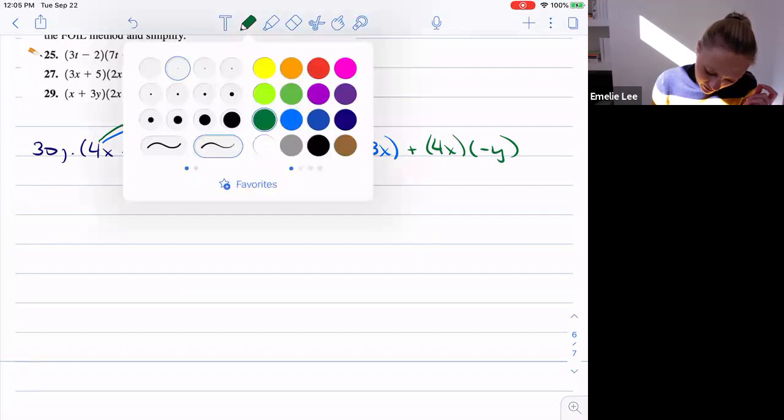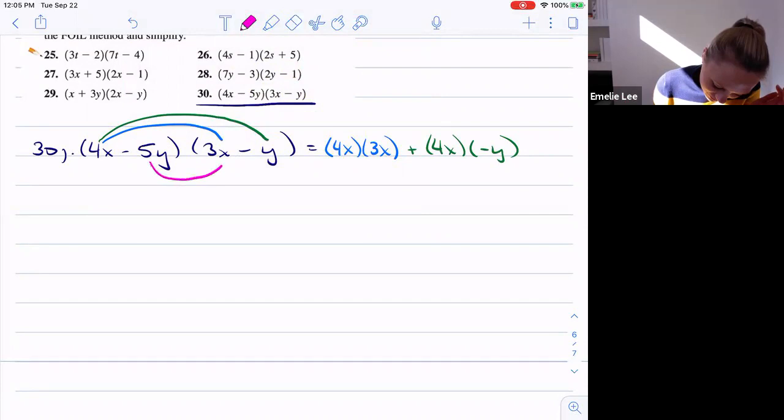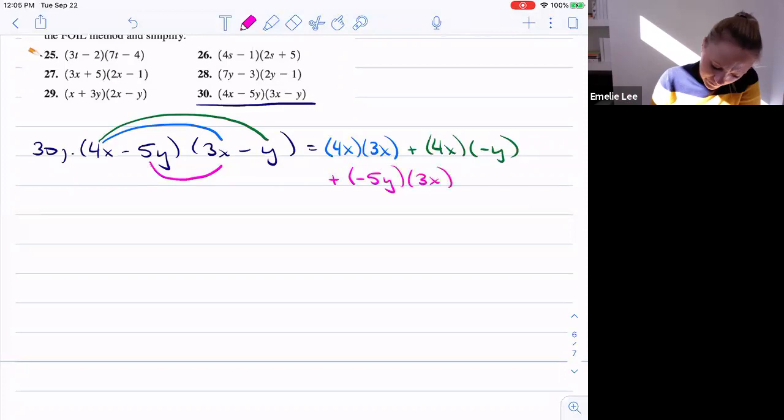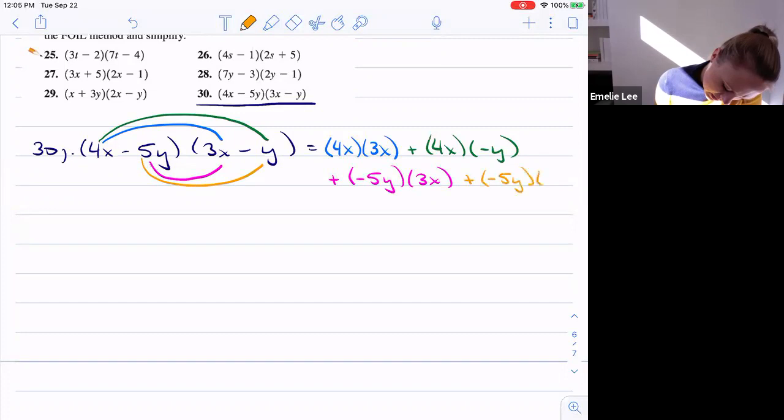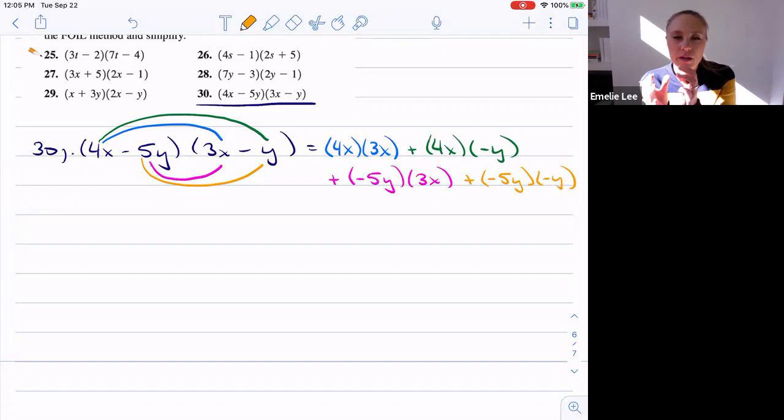Now, I'm gonna take the negative 5y times 3x. So I'm just gonna write it a little bit wonky here, but plus negative 5y times 3x. And then finally, negative 5y times negative y. So plus negative 5y times negative y. Notice that I'm keeping the pluses and just keeping the negatives on the terms because it's gonna be a lot safer, right? You can pull the negative out and have subtraction there, but we're just introducing this stuff, so I'm trying to play it safe.